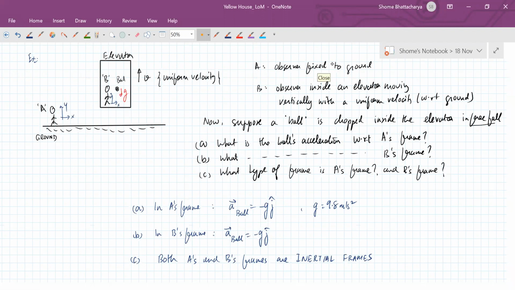Both are inertial frames because we've just seen that it is moving with uniform velocity. The observer inside the elevator that is moving with uniform velocity, so its acceleration is zero. So as per the definition of inertial frame, the reference frame attached to B is an inertial frame because it is moving with uniform velocity or zero acceleration with respect to the ground.